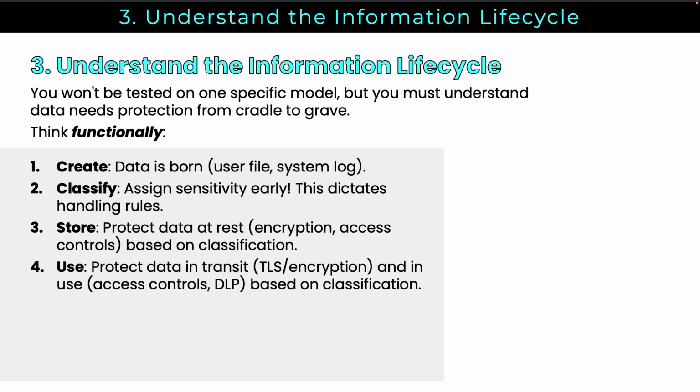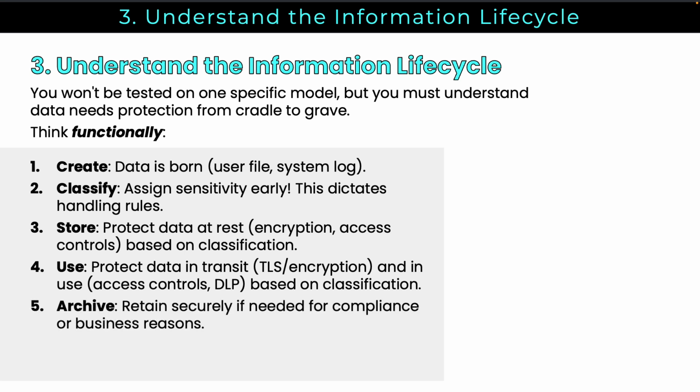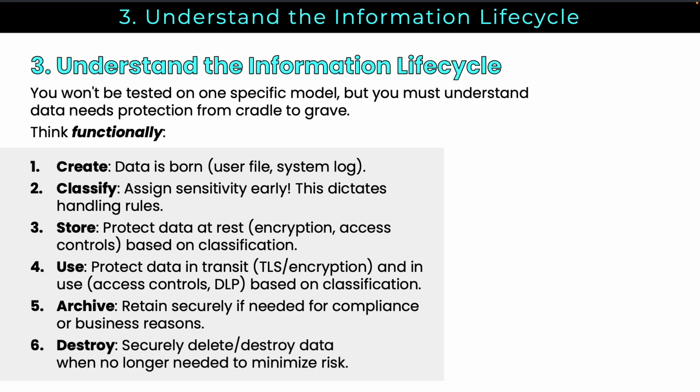And when it's in use in an application, access controls and data loss prevention apply based on its classification. When we archive that data, we're going to retain it securely if it's needed for compliance or business reasons. And when we destroy it, we will destroy it securely so it can't be recovered through forensic means when it's no longer needed. And that's going to minimize risk.